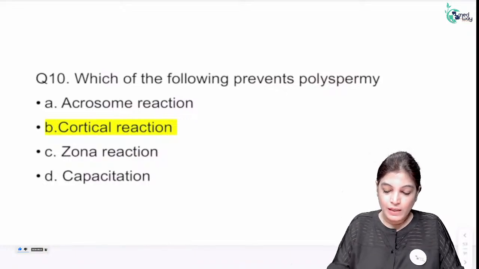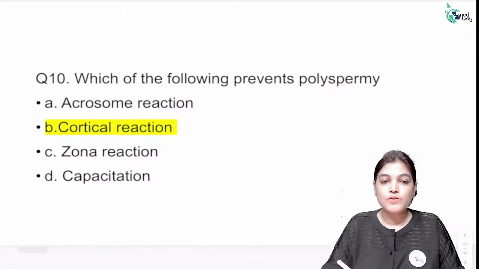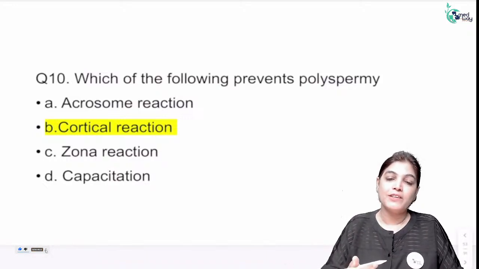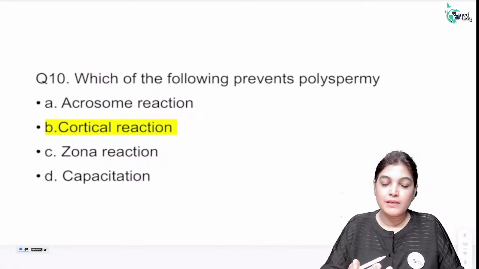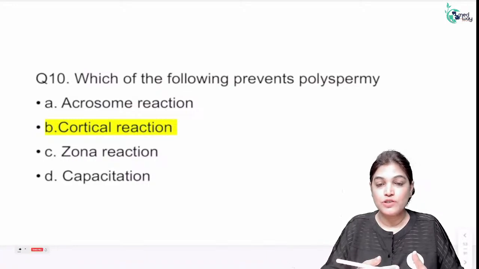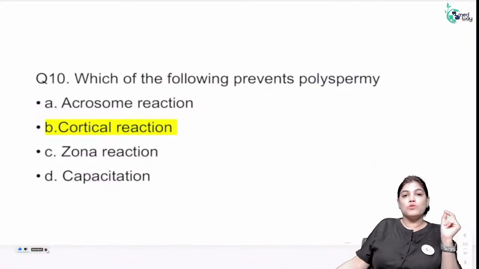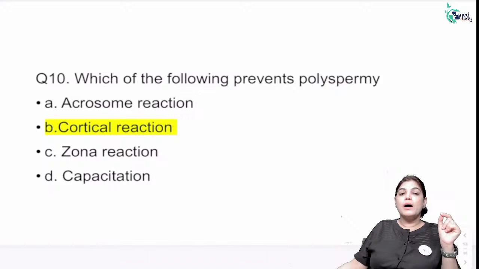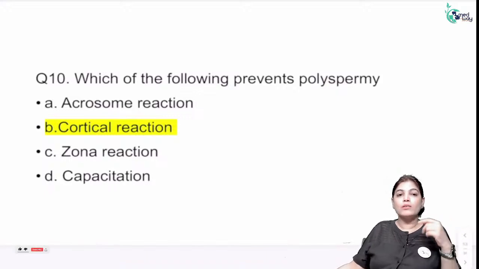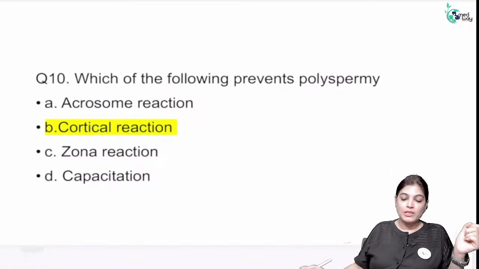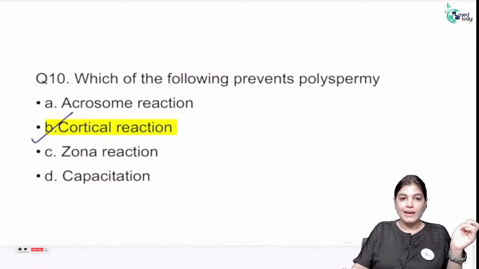Which of the following prevent polyspermy? So 4 components, actually all these steps are involved for the penetration of sperm and the fertilization to take place. But if I have to choose the most correct point about the prevention of polyspermy among the options provided: acrosomal reaction, cortical reaction, zona reaction, capacitation. I will go with cortical reaction as the best answer, cortical reaction.